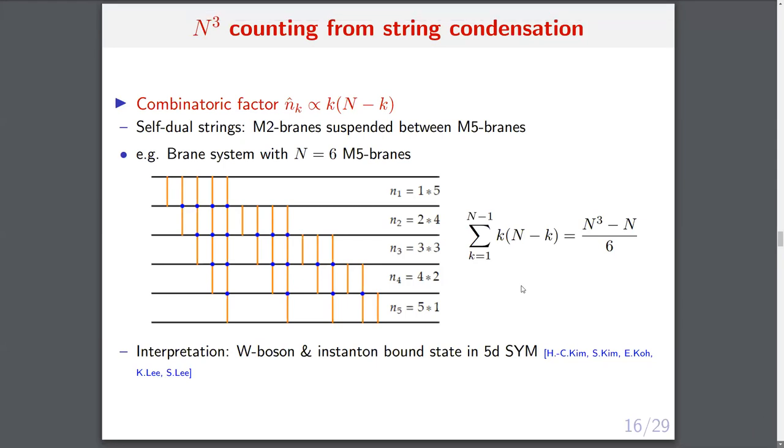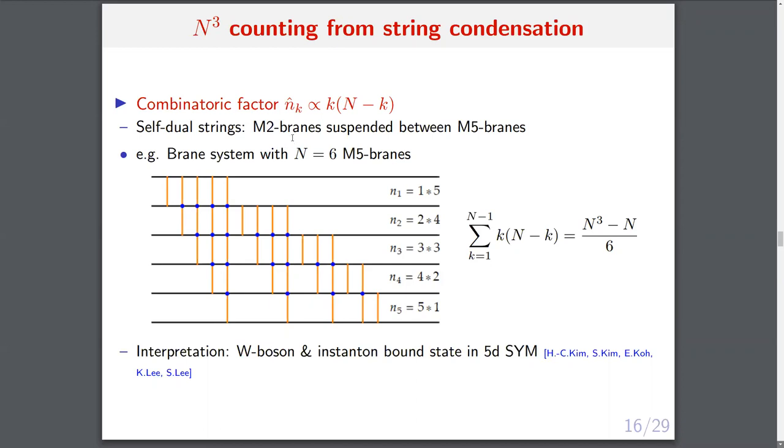I have a question. Do the different cases correspond to different saddle points, or what is this? A different K? Well, there are multiple numbers of strings. And K equal 1 corresponds to those strings between the first M5 brane and the second M5 brane.